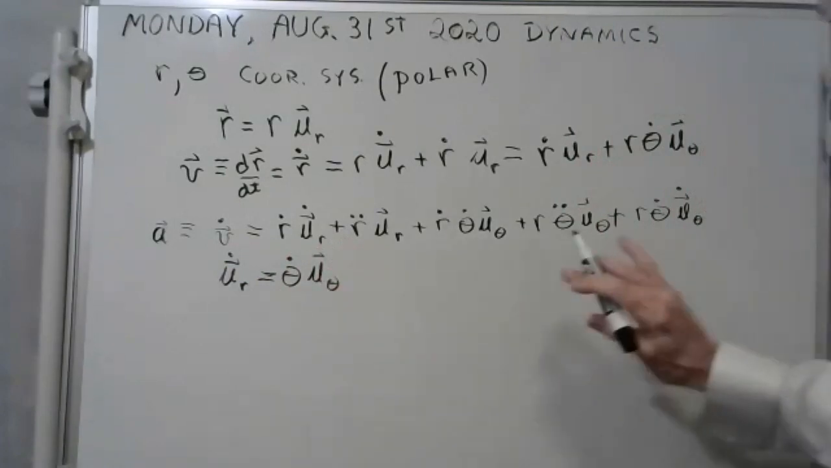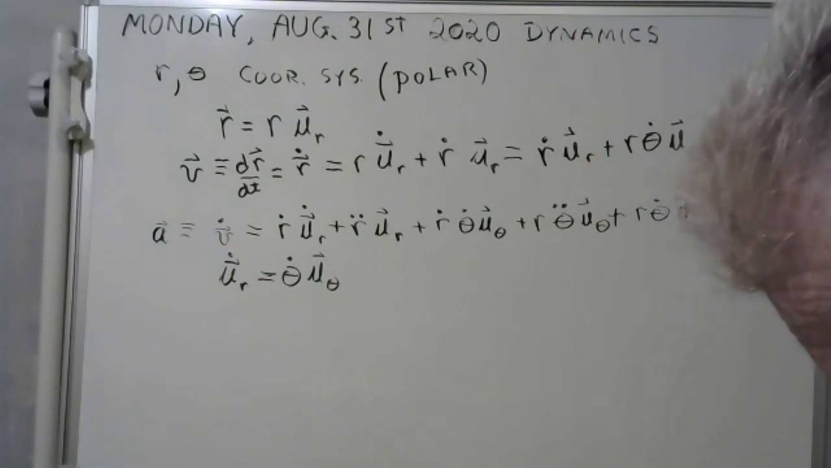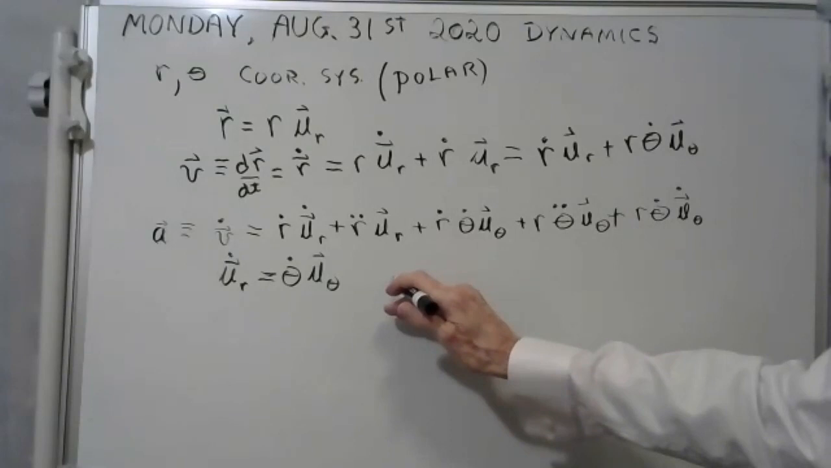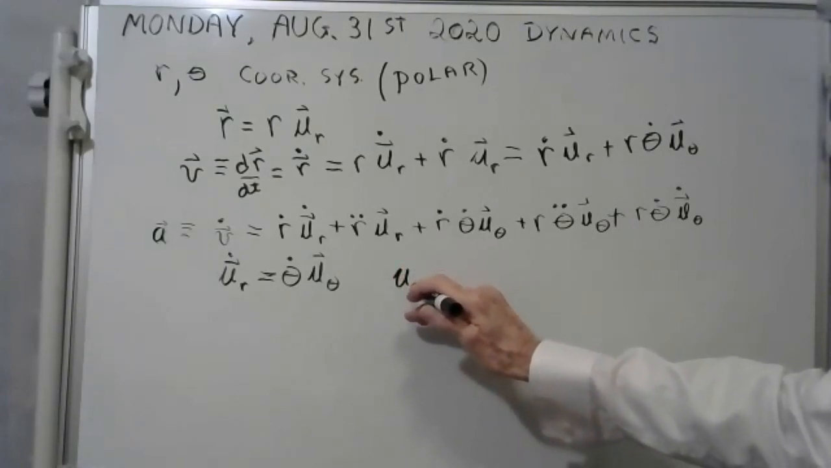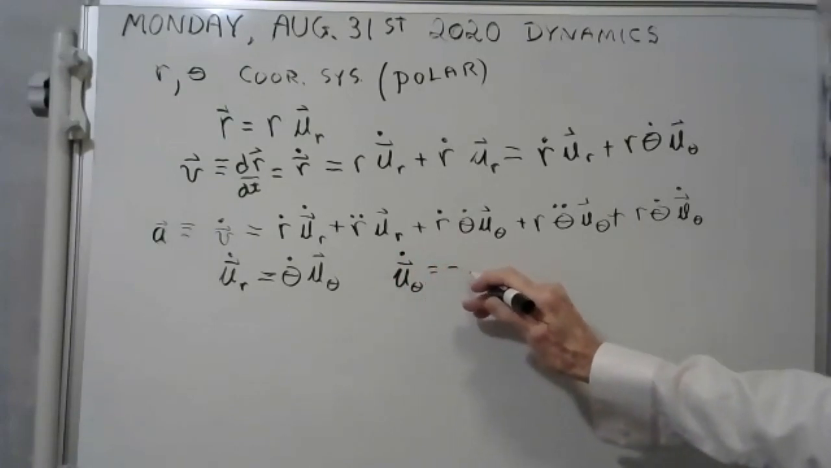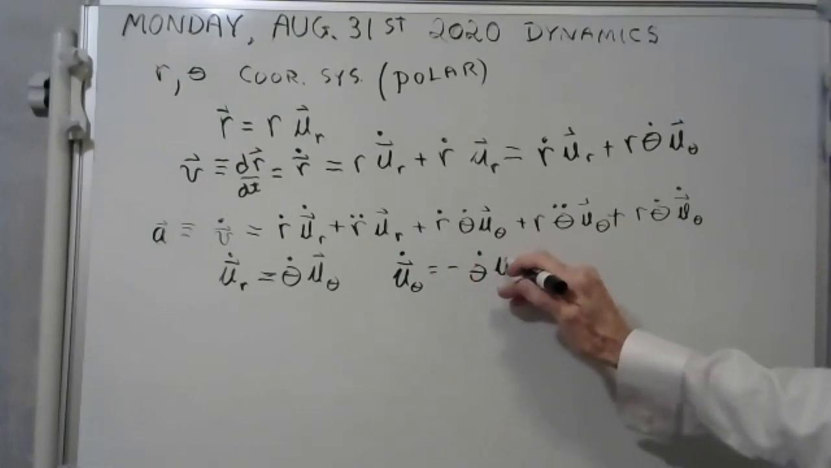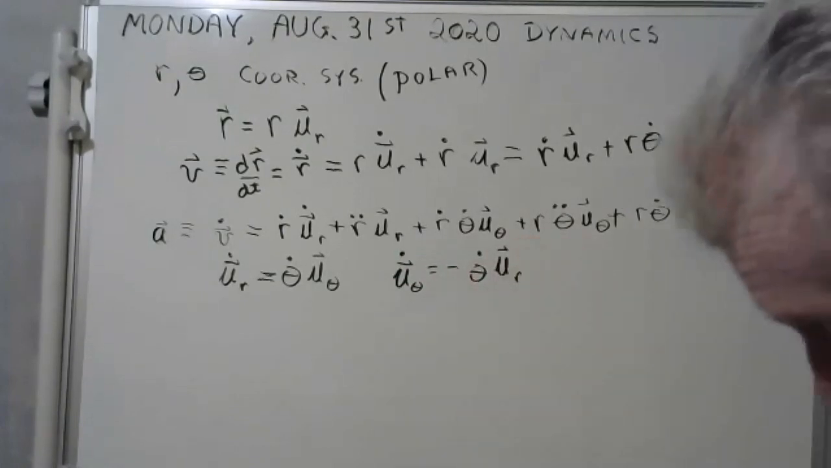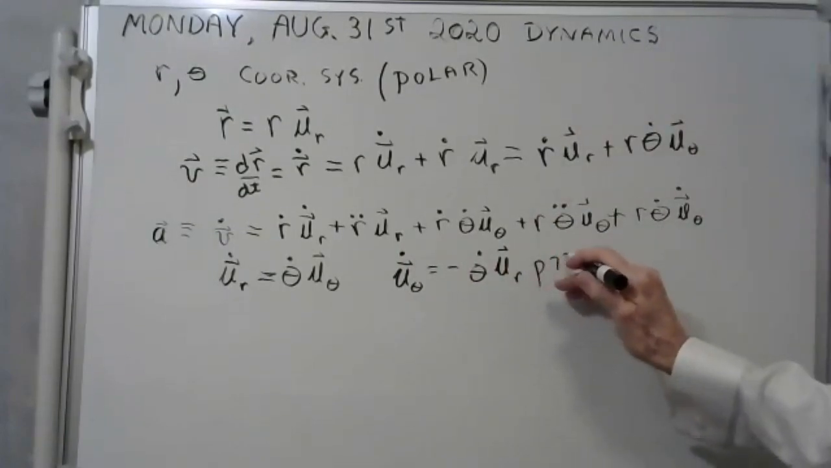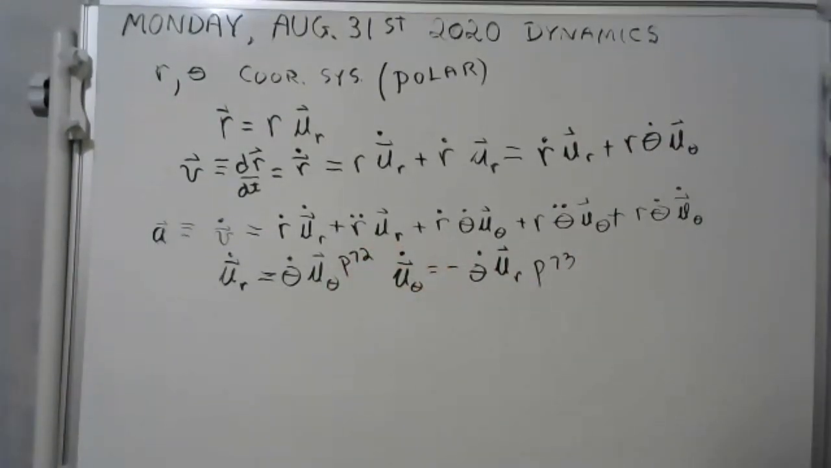It's equal to that. Now this one here, and that's in your book, on page 72. The first derivative of the transverse unit vector is equal to a negative theta dot times the radial unit vector, and that is on page 73. You could read it in your book, page 72, page 73.